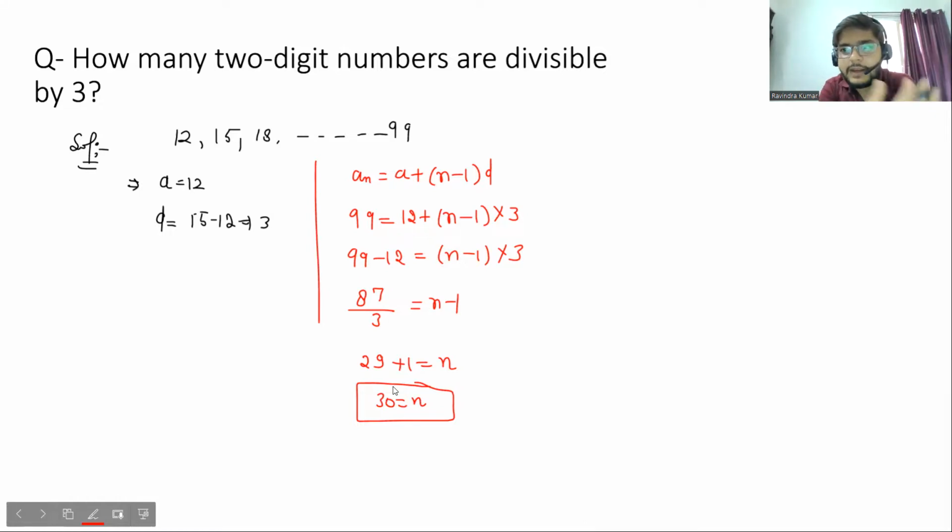Fine. You can find out anything. Okay, so I'm telling you a question for you. You have to solve it. How many two digit numbers are there which are completely divisible by 5? Okay, one more. Find out how many two digit numbers are there which are completely divisible by 7. Okay, find out the answer of these two questions.